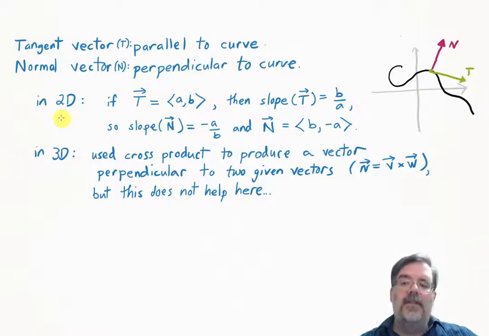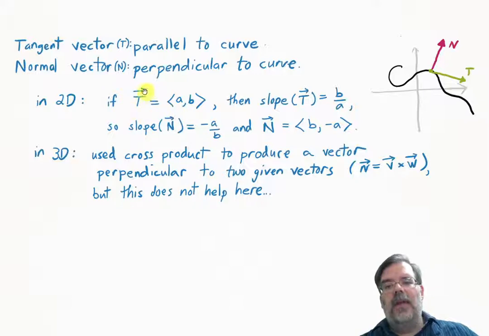In 2 dimensions, this is not too hard. So if you have a tangent vector, a comma b, we know the slope of this vector, slope of the tangent vector, is b over a. A perpendicular vector, or perpendicular line, should have negative reciprocal slope of this value. So b over a becomes negative a over b. And then a vector with this slope would be, for example, b comma negative a. Right, so this would be a perpendicular vector to this curve.